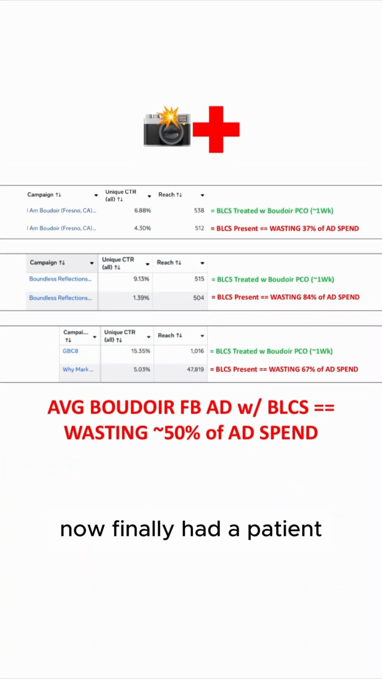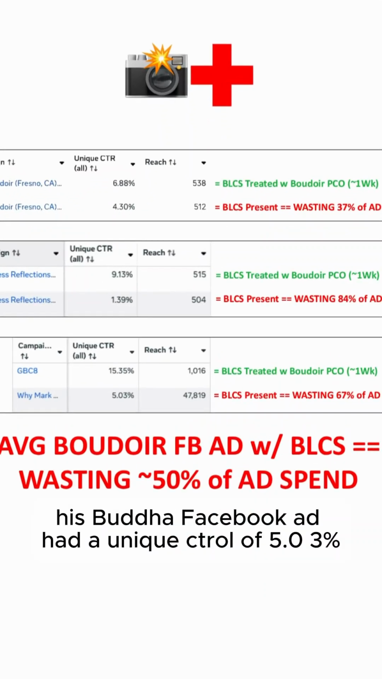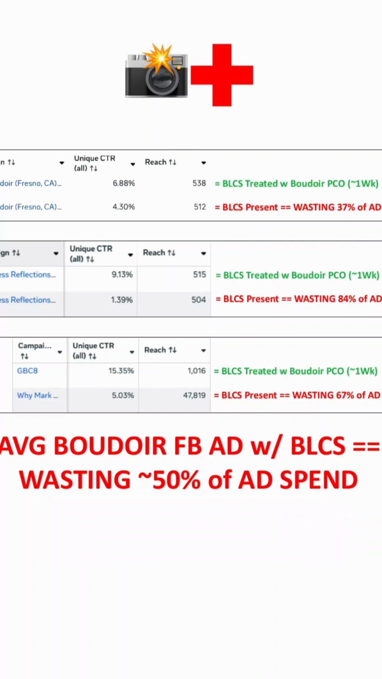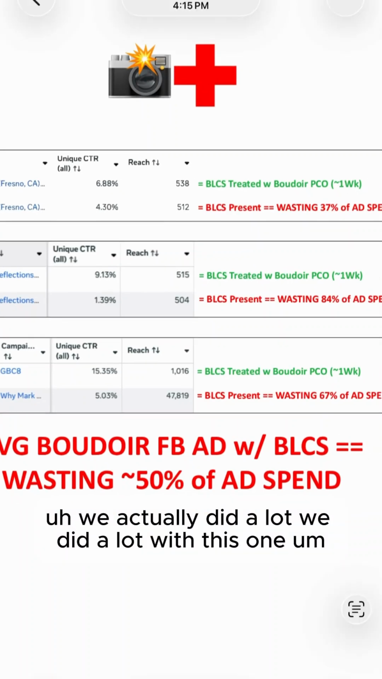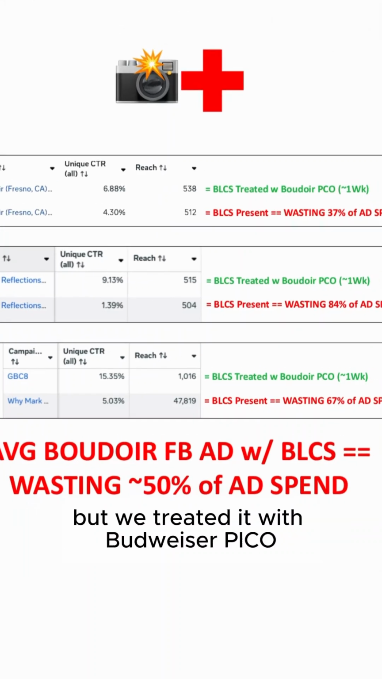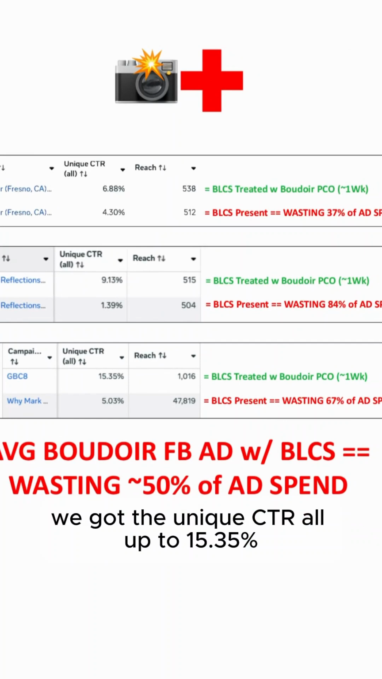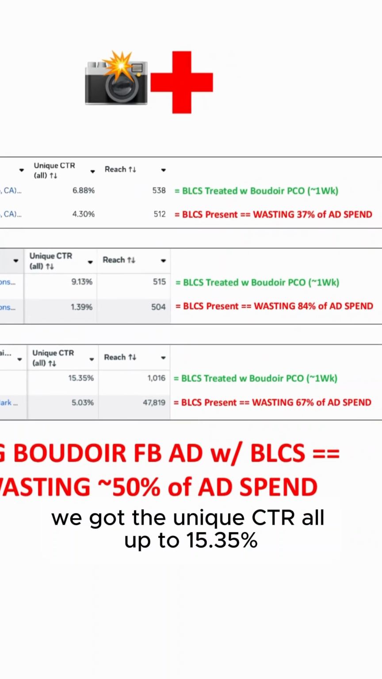Now, finally, had a patient whose Boudoir Facebook ad had a unique CTRL of 5.03%. So again, BLCS is present, unique CTRL is under 6%. We did a lot with this one, but we treated it with Boudoir Pico. Took about a week. We got the unique CTRL up to 15.35%.